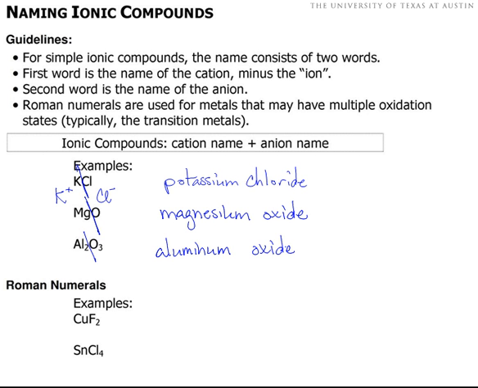This technique works very well, very reliable for representative elements. However, the transition elements on the periodic table in most cases do have more than one oxidation state. For those, we use Roman numerals. The take-home message here: the Roman numeral identifies the charge. So in order for you to write the Roman numeral, you have to know what the charge is.